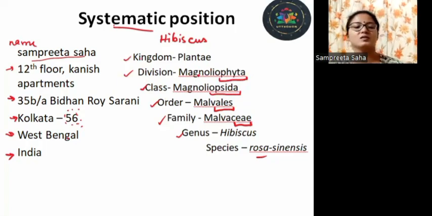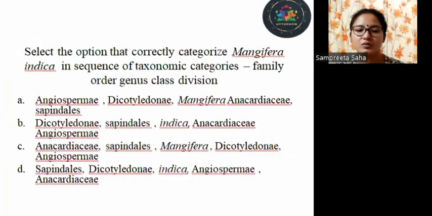Okay, so this is what systematic position is. Systematic position is the description of an organism in terms of various levels to which it belongs. All right. So that's all about systematic position and taxonomic hierarchy. Now let us take a few questions to test your understanding.